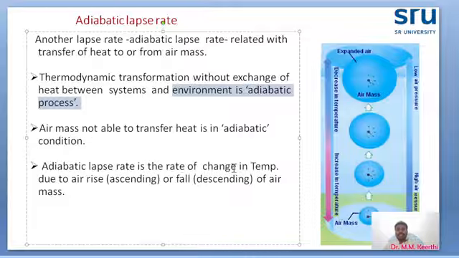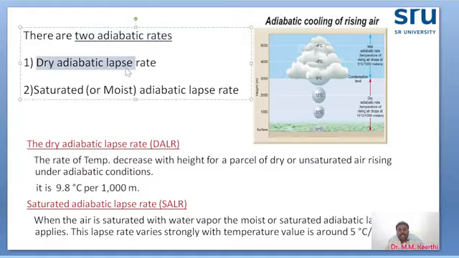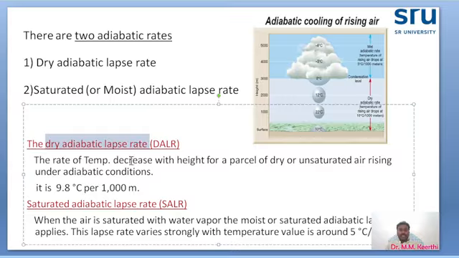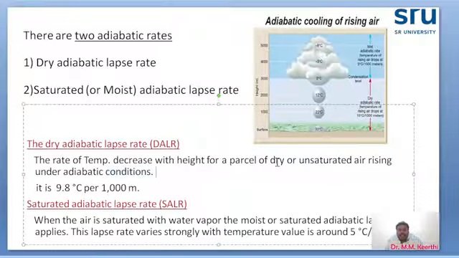So the adiabatic lapse rate is the rate of change of temperature as air rises in ascent and as air falls in descent. Again, we divide it into the dry adiabatic lapse rate and the saturated or moist adiabatic lapse rate. The dry adiabatic lapse rate is the rate of temperature decrease with height of a parcel of dry or unsaturated air rising under adiabatic condition. The temperature decrease under dry, unsaturated air conditions is called the dry adiabatic lapse rate. Its value is 9.8 degrees Celsius per kilometer.